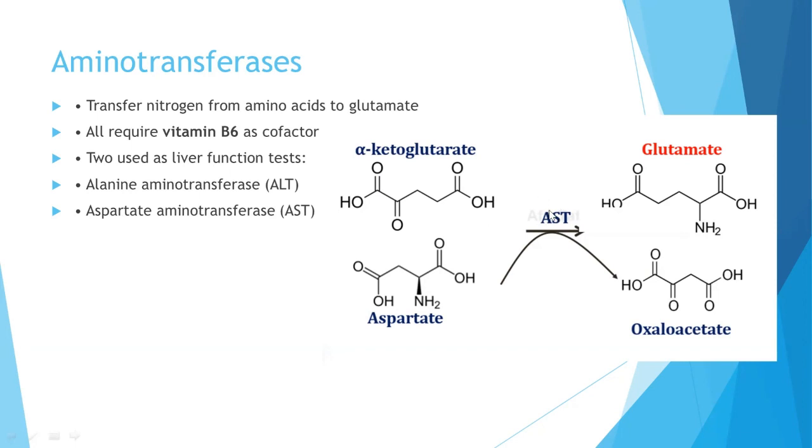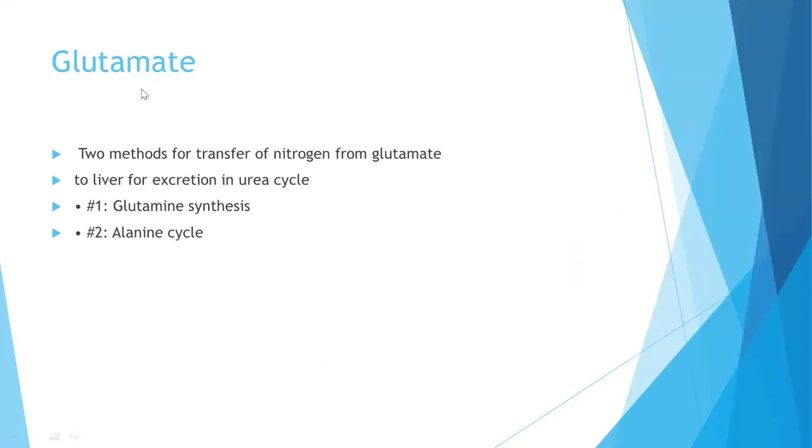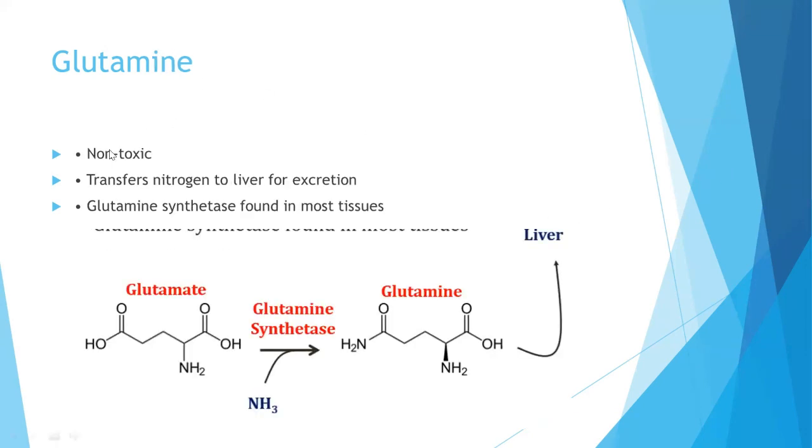This is aspartate aminotransferase, which we use to transfer the nitrogen from amino acids towards glutamate. There are two methods for transfer of nitrogen from glutamate to the liver for excretion in the urea cycle: through glutamine synthesis or through the alanine cycle. Glutamine is a non-toxic molecule and it transfers nitrogen to the liver for excretion.